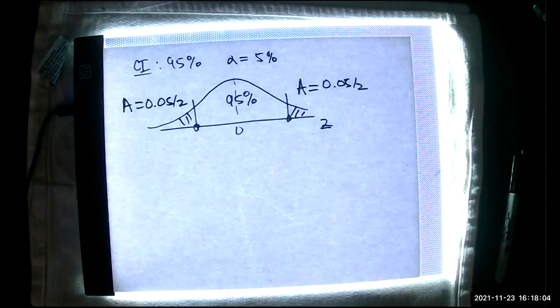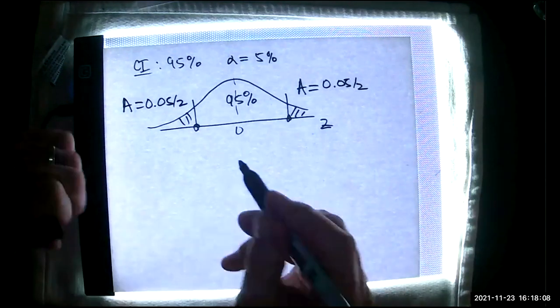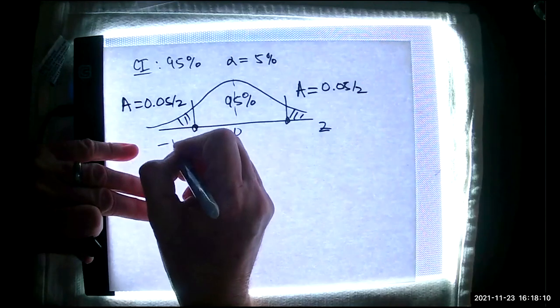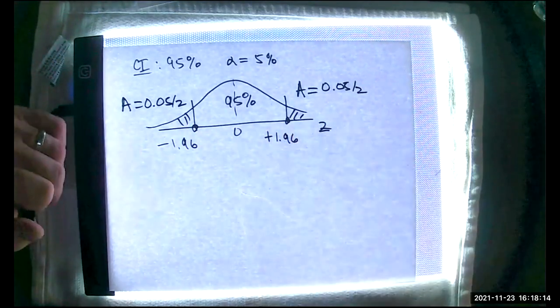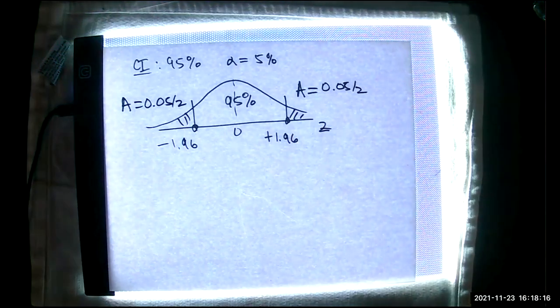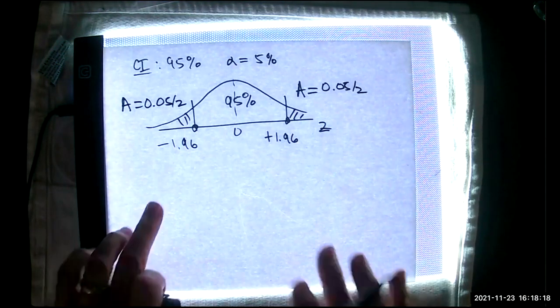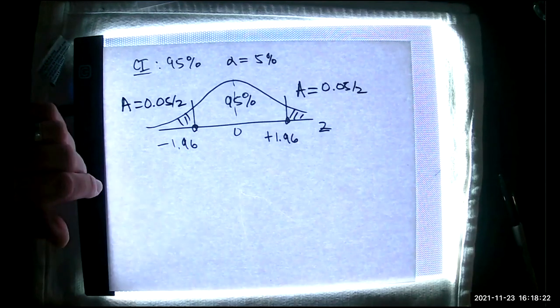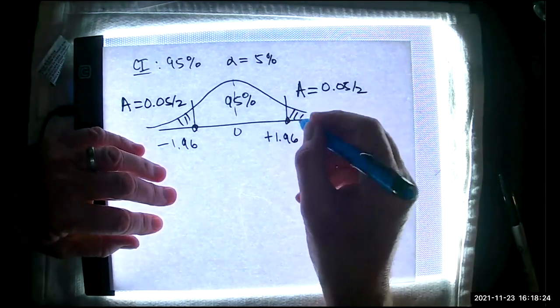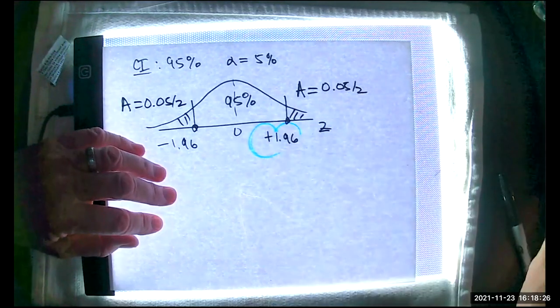So the critical value over here, negative 1.96. The value over here, positive 1.96. You'll remember the plus minus in the formula for the confidence interval. That's where it comes from. I only need the positive one. So I've got this value here for my z alpha over 2.